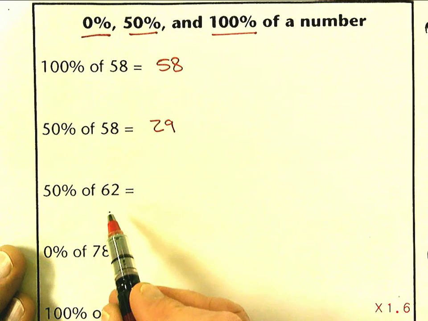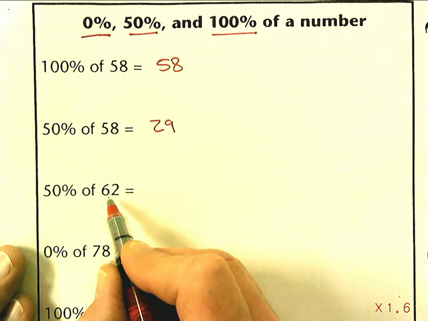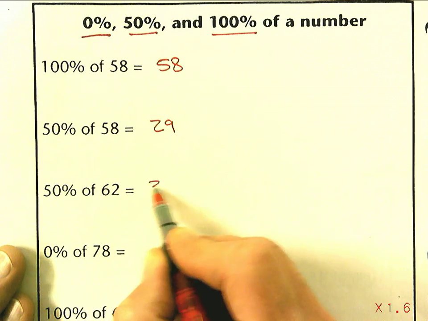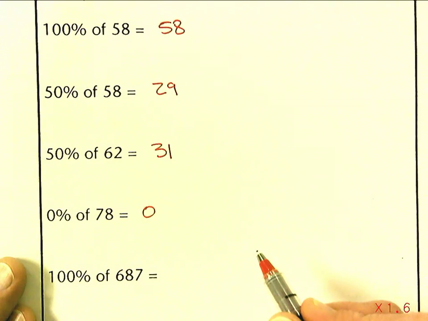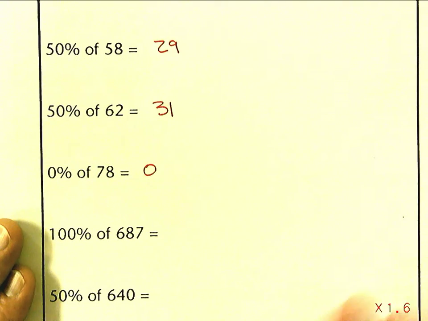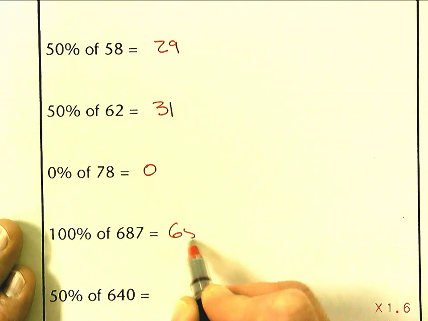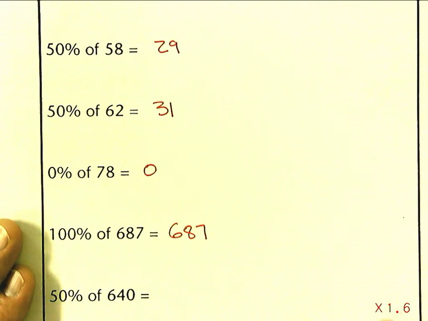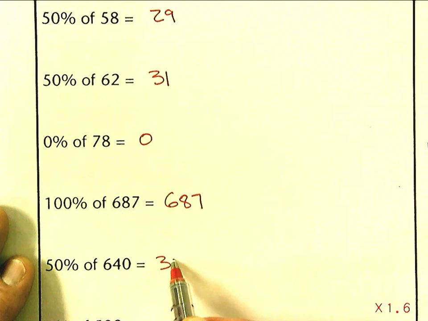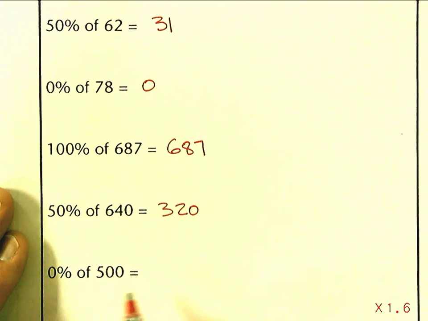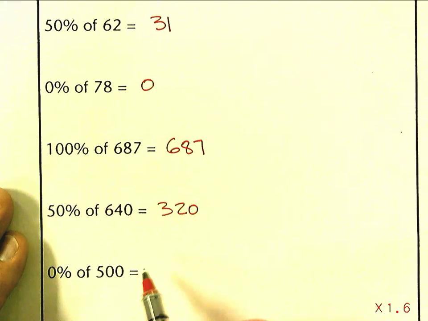And then 50% of 62, so again half of 62. Half of 60 is 30, half of 2 is 1, so 31. 0% of 78 is just 0. 100% of 687, the whole thing, 687. 50% of 640, so half of this: half of 600 is 300, half of 40 is 20. And then the last one, it's a very simple lesson, 0% of 500 is, of course, none of it.